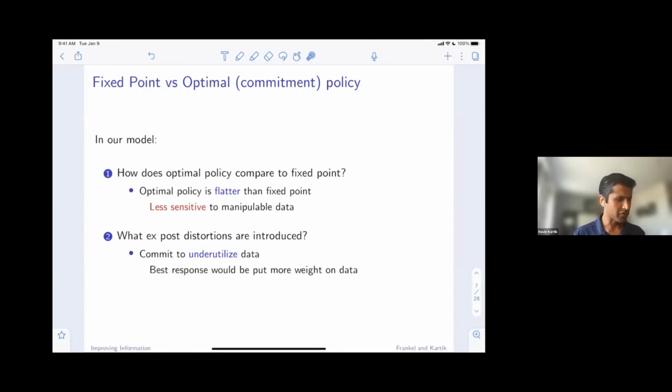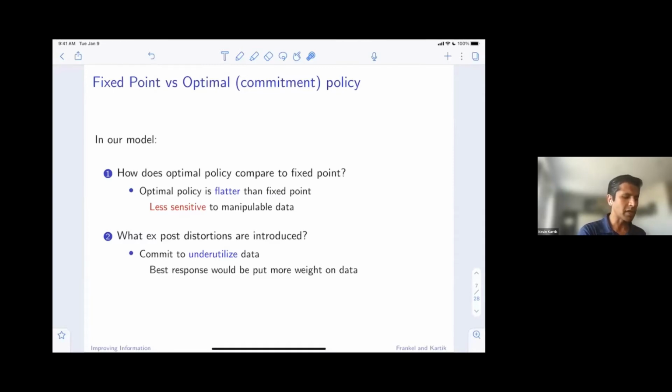And just to get straight to the punchline, what we find is that in our model, the optimal policy is going to be, in a certain sense that we will make precise, flatter than the fixed point policy. Okay, or to put it another way, it's going to be less sensitive to the data that the agent is able to manipulate relative to the fixed point. Okay. So that's our answer to the comparison between the optimal policy and the fixed point policy.